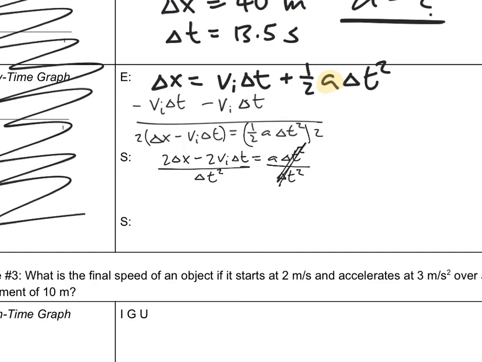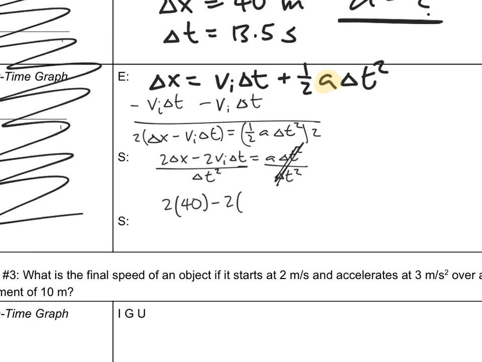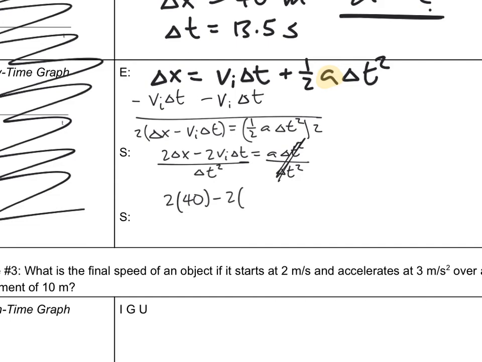You've got 2 times delta X, which is 2 times 40. Delta X was 40. Minus 2 times VI. VI is 0, times delta T, which was 13.5. And then divide all that by delta T squared, or 13.5 squared. Now 2 times 0 times 13.5 is just 0, so that term conveniently goes away.